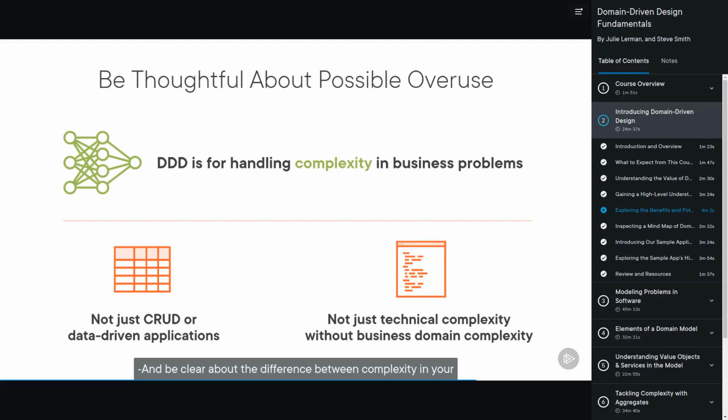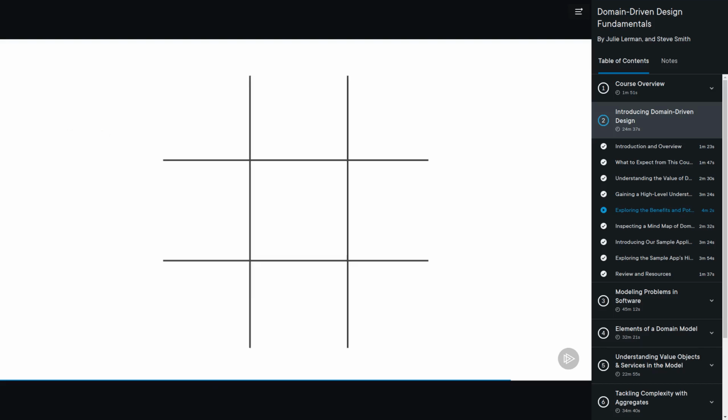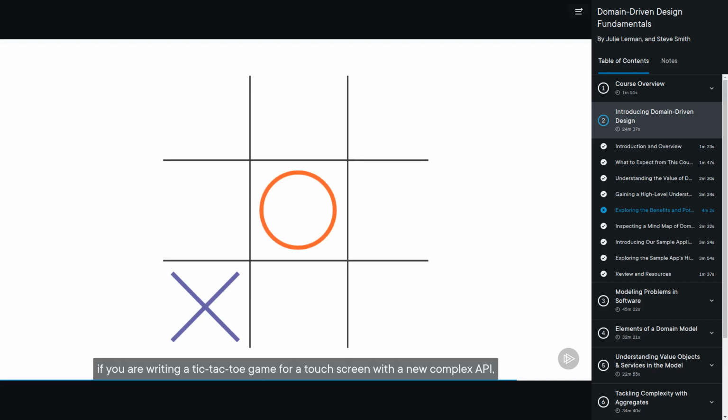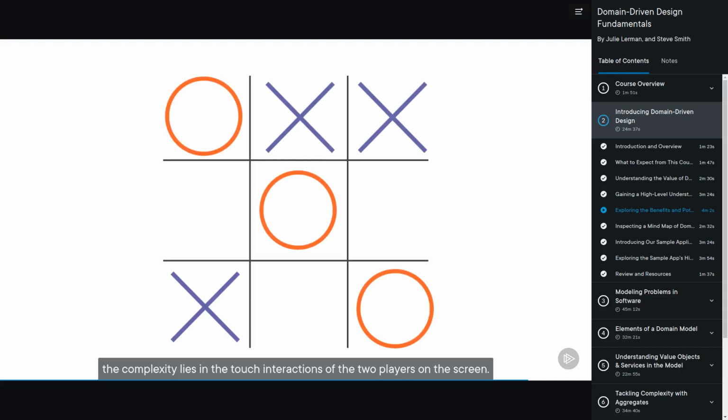And be clear about the difference between complexity in your business domain and technical complexity. DDD is designed to help with complex domains. If your domain is simple, even if you have a lot of technical challenges to overcome, DDD still may not be the right path. For example, if you are writing a tic-tac-toe game for a touchscreen with a new complex API, the complexity lies in the touch interactions of the two players on the screen. The domain itself is well known and just comes down to X's and O's.